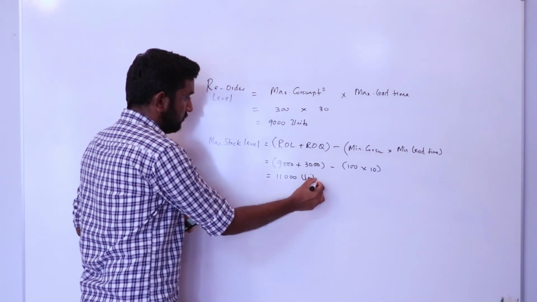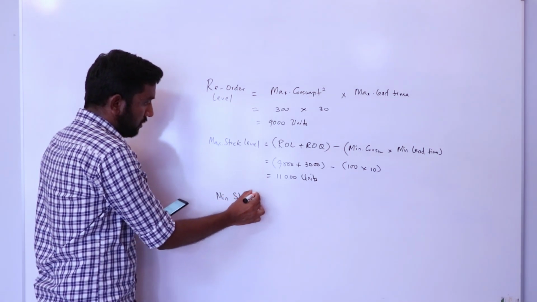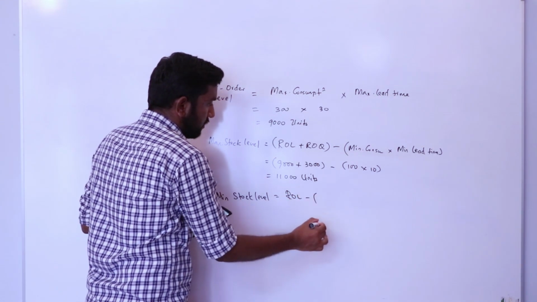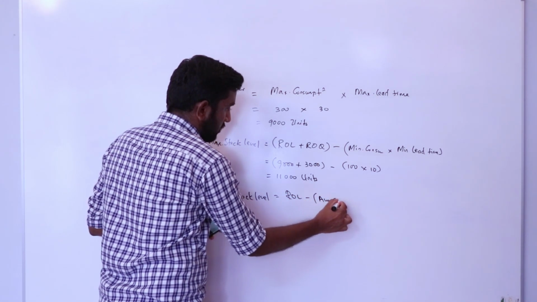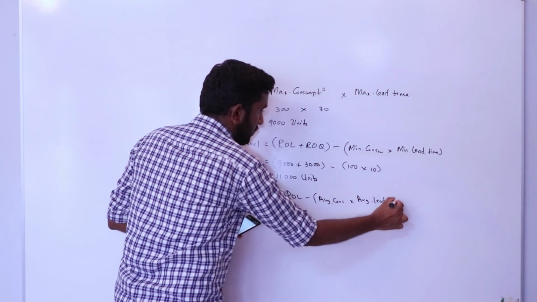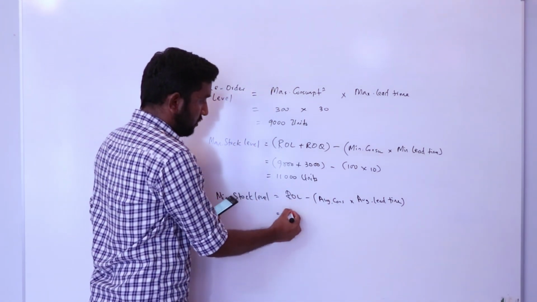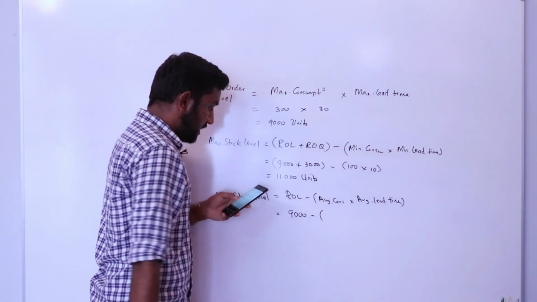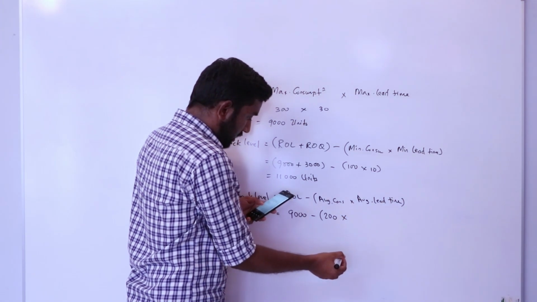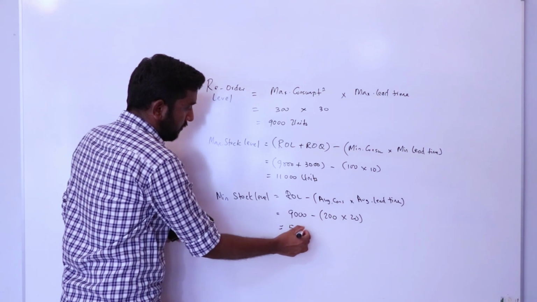Third one is minimum stock level, which is reorder level minus average consumption into average lead time. So reorder level is 9,000. Average consumption is given 200 into average lead time is given 20. So 4,000. So this is 5,000.